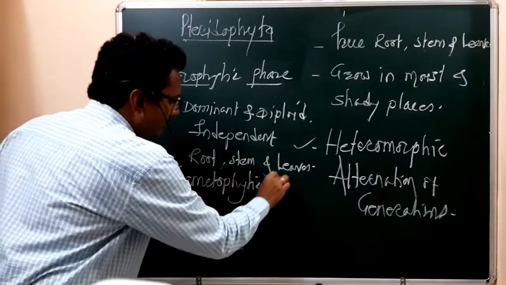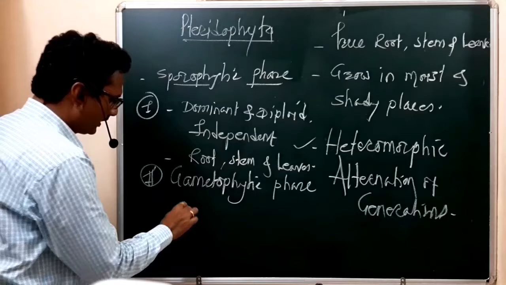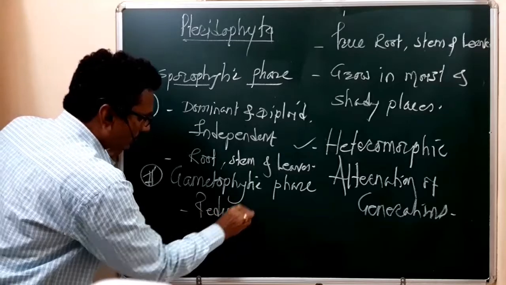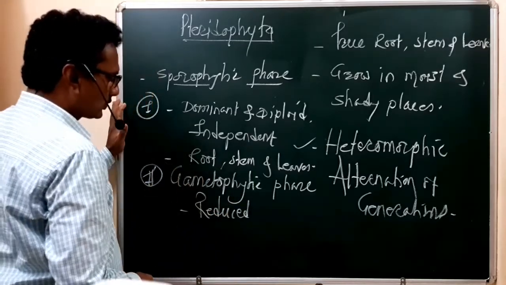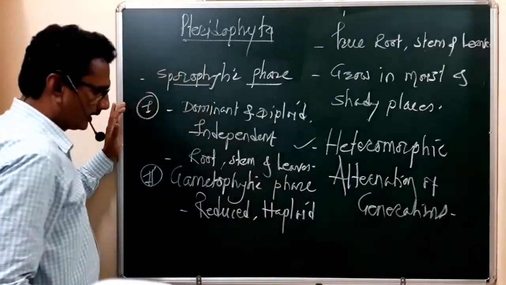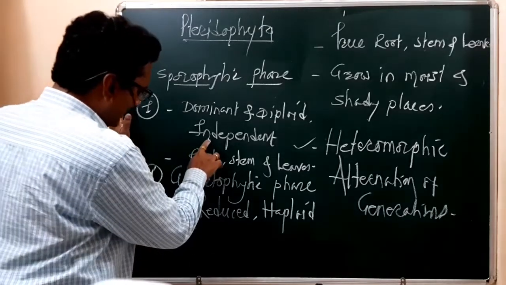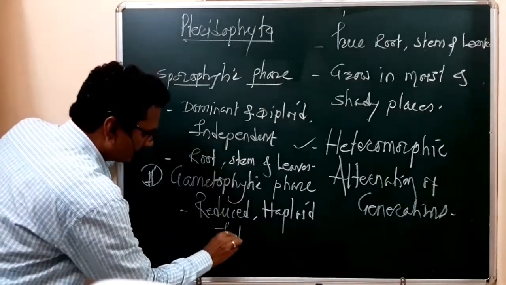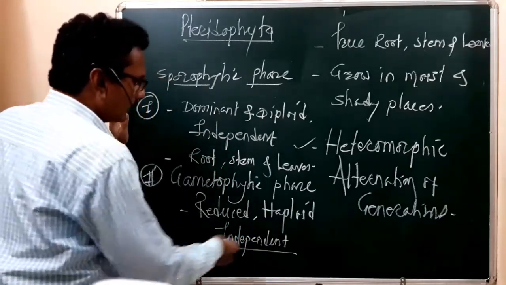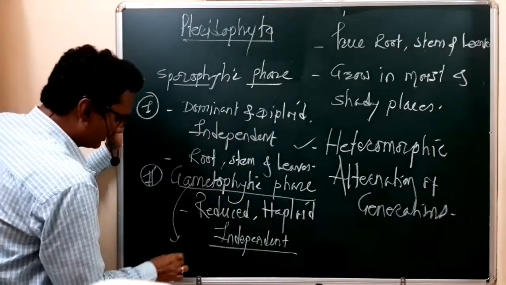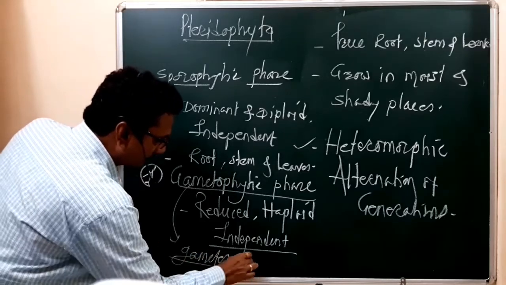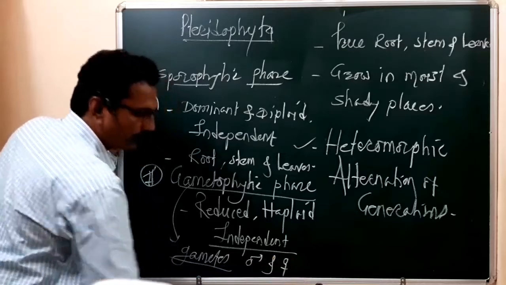This Gametophytic phase is not dominant, it is reduced, and it is haploid. No doubt they are also independent. And what is meant by Gametophytic phase? They produce the gametes. So the name Gametophytic phase means they produce the male gamete and female gamete.